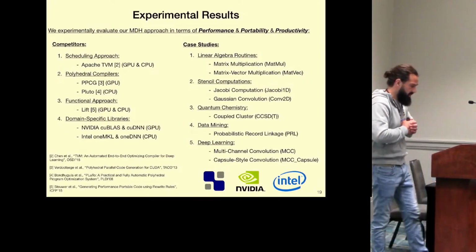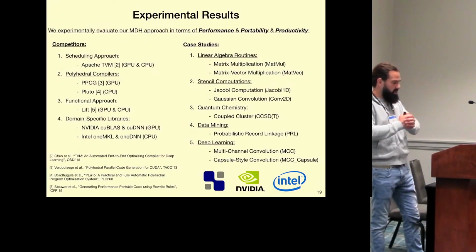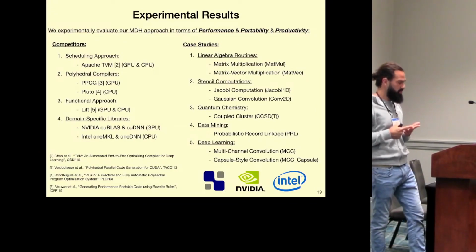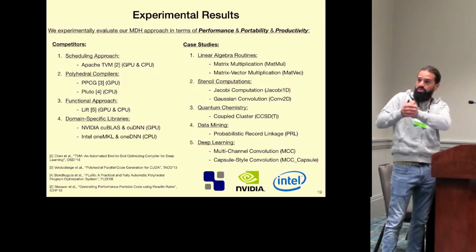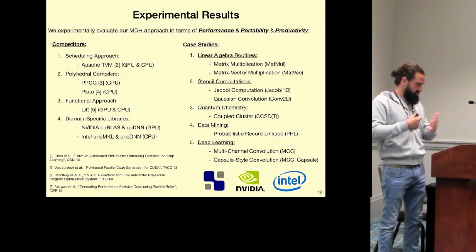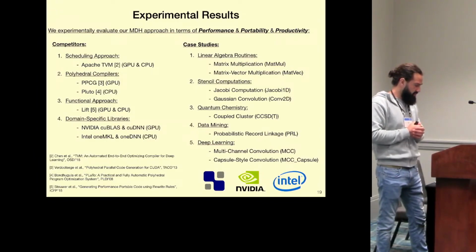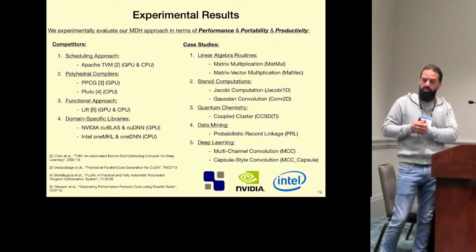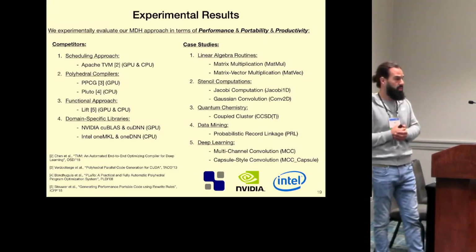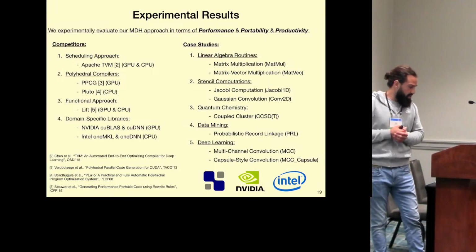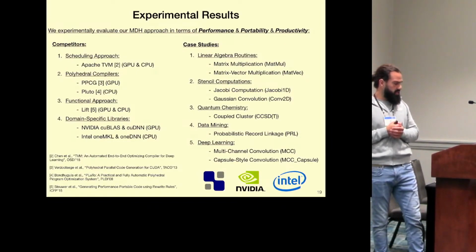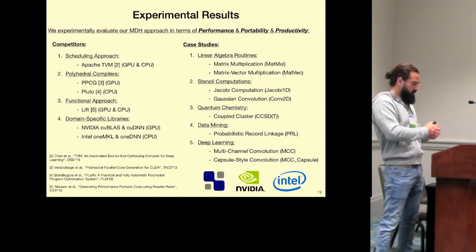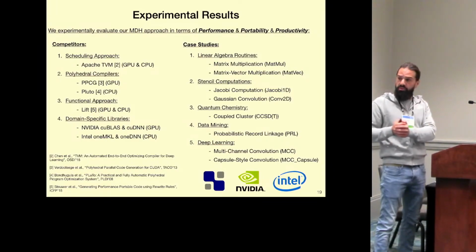Okay, now regarding experimental results. In our paper, we experimentally evaluate our MDH approach in terms of each particular goal that we had in mind: performance, portability, and productivity. We tried to choose among the most challenging competitors for us, to make the evaluation really challenging for our approach. As a scheduling approach, we have chosen TVM, which works for CPU and GPU, and is gaining more and more attention in both academia and industry. We compared to two polyhedral compilers, PPCG and Pluto. PPCG works for GPU, Pluto for CPU. Then we also compared to the functional approach Lift, which also works for GPU and CPU.